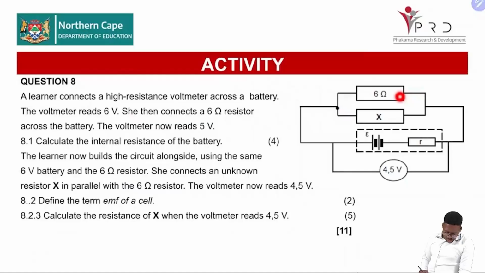A learner connects a high resistance voltmeter across a battery. The voltmeter reads 6 volts. So this is the terminal potential difference. She then connects a 6 ohm resistor across and the voltmeter now reads 5 volts. Calculate the internal resistance of the battery.